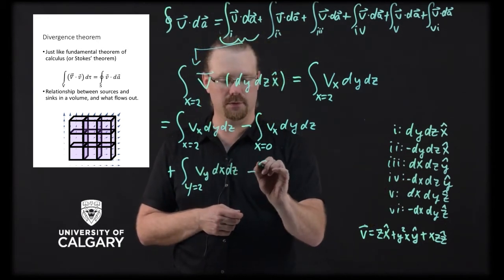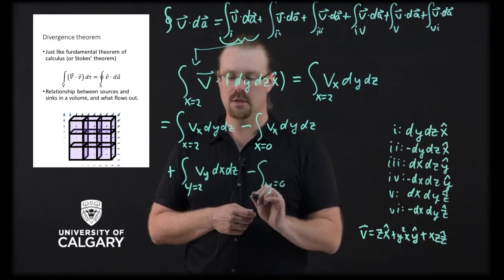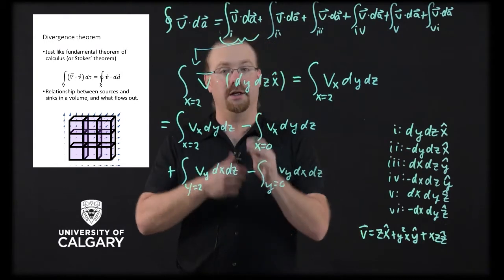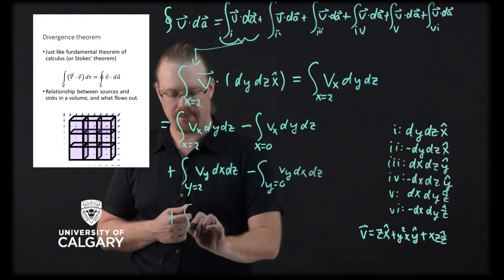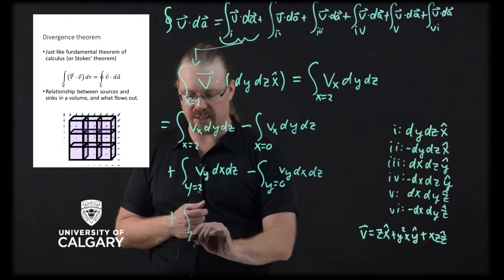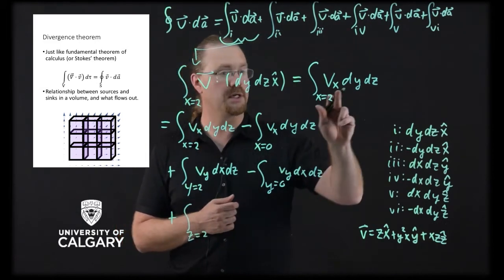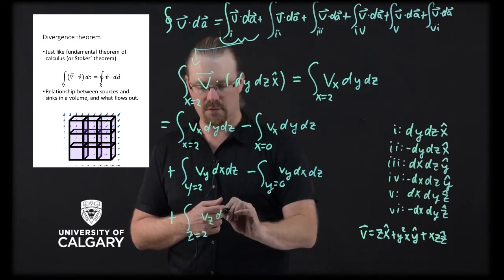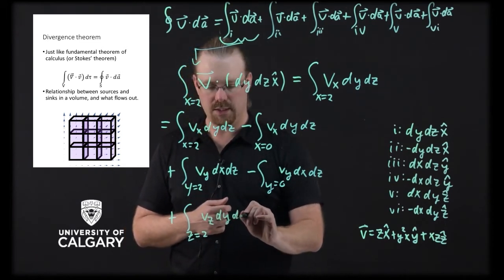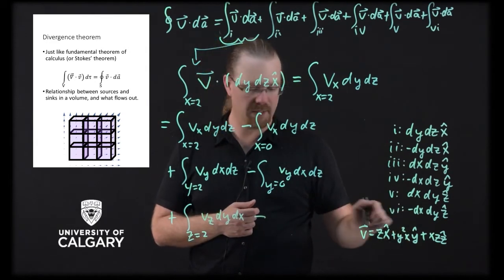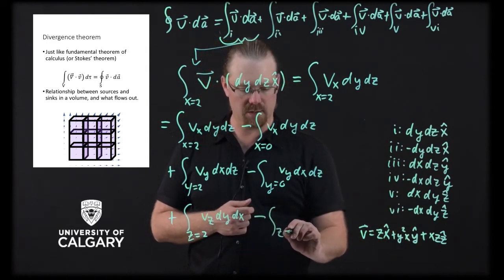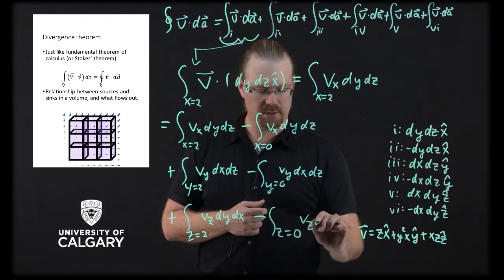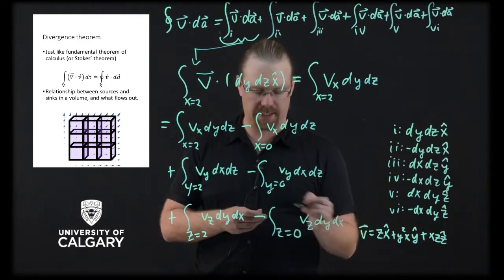Subtract off for surface 4. This is where y equals 0. Once again, we have vy dx dz. And unsurprisingly, now with surface 5, this is where z equals 2. And once again, from our dot product, we're now going to have the z component, dy dx minus, because there's a minus sign, where z equals 0, vz dy dx.